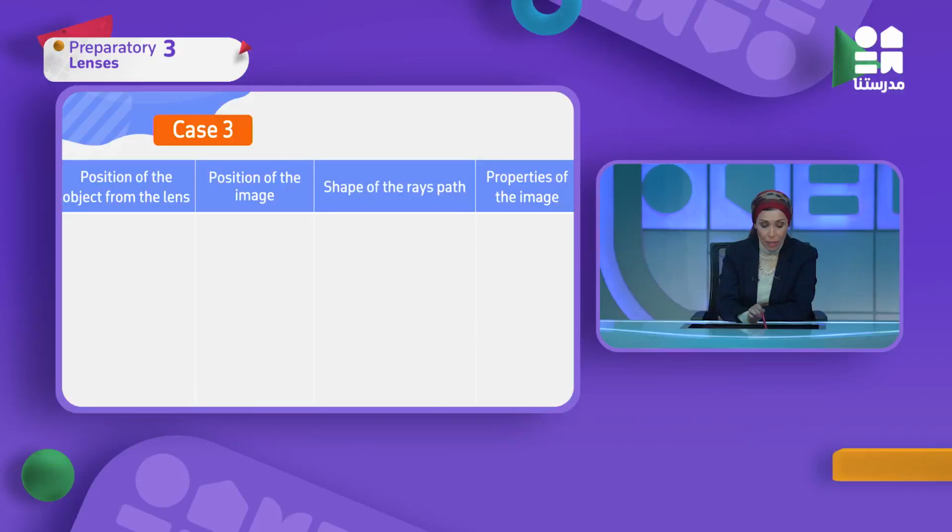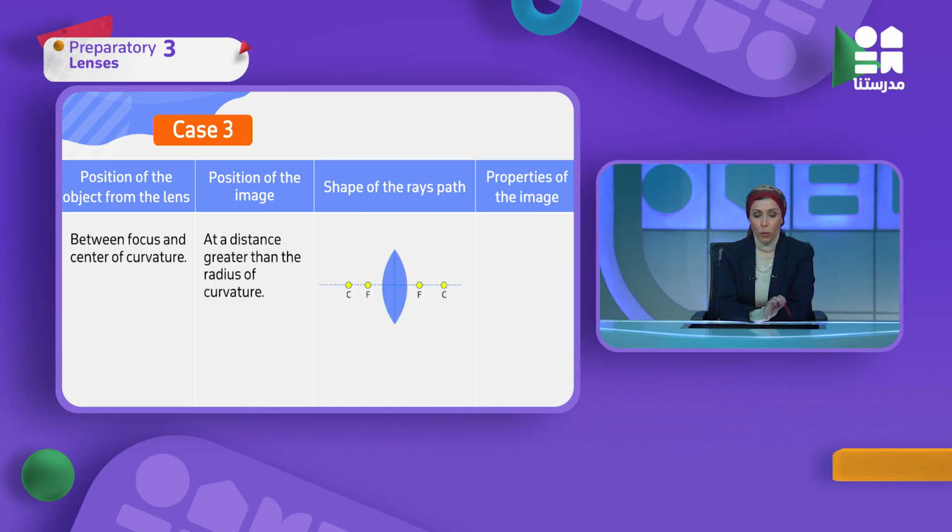Between C and F, between the center of curvature and the focus. Here is the object position. Let's see how we can draw it. Here is the lens, here is the object between the center of curvature and the focus, and this is the first ray, parallel to the principal axis. Can you tell me what happens? It refracts. How? Passing by the focus.